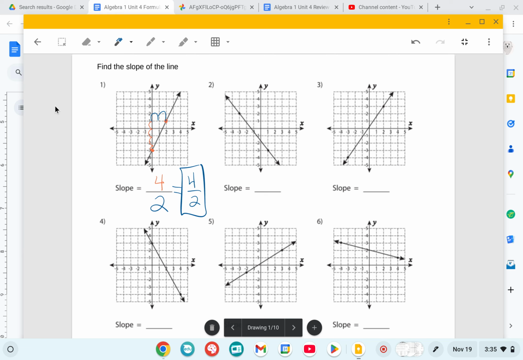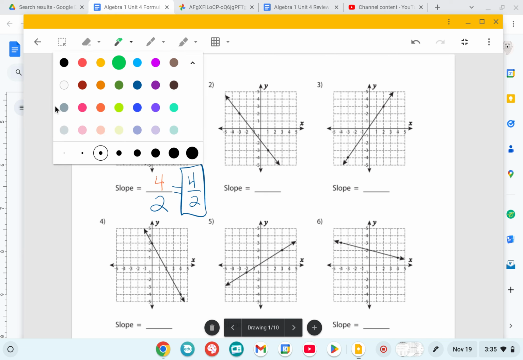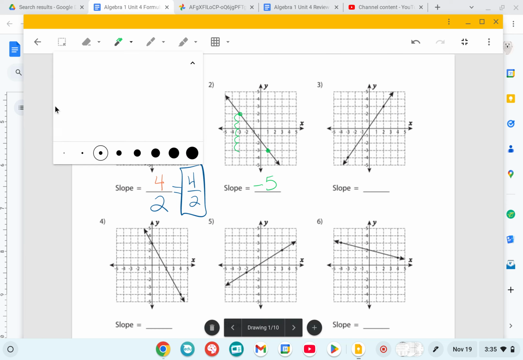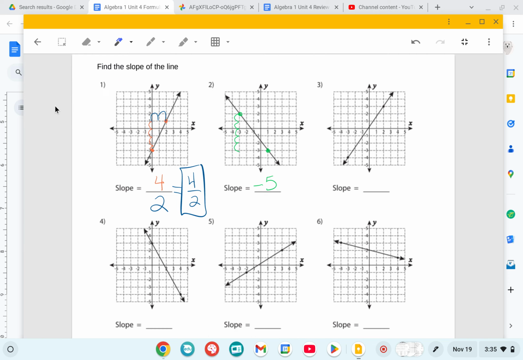So for the negative ones, let's look at one where there's a negative number. Here are my points. I have a point here and a point here on the graph. And I'm going to go down 1, 2, 3, 4, 5. Down 5, because it's a negative. I can tell it's negative right away by looking at it. Over 1, 2, 3, 4, over 4. And that would be my answer, -5 over 4.